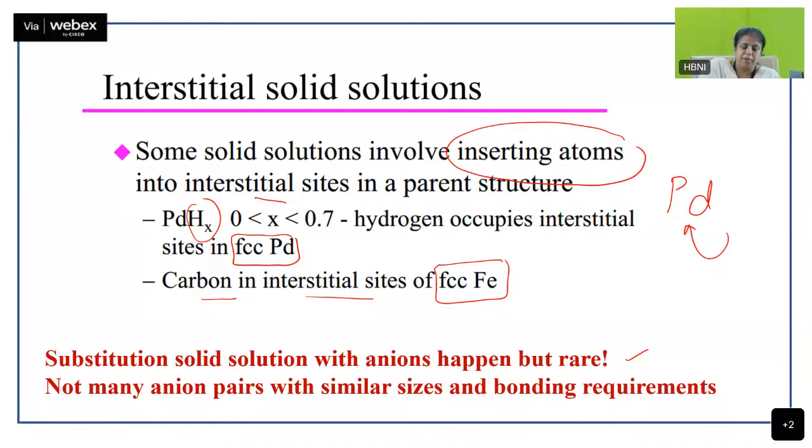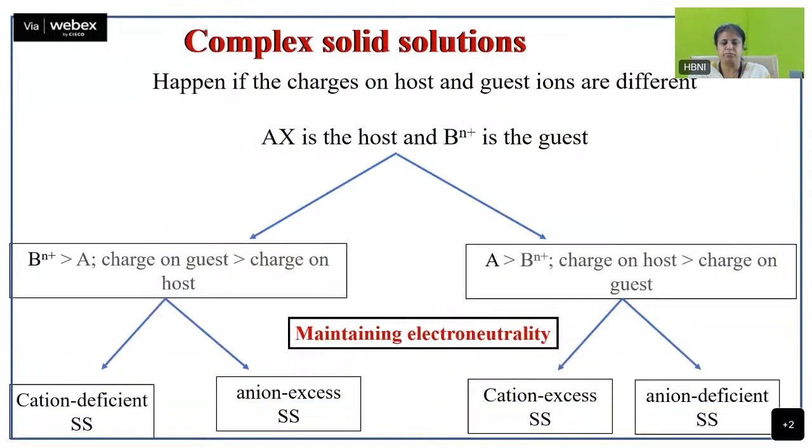Why is it rare? Because there are not many anions which have similar sizes and bonding requirements. Okay. And that is the reason for anionic substitution solid solution. Let's say, what I want to say here is AX and BY. So whether Y can replace X or X can replace Y, it happens, but it is much less common than the cations replacing each other. So that was about simple solid solution. Okay. No problem with charge. You only had to take care that the size was similar.